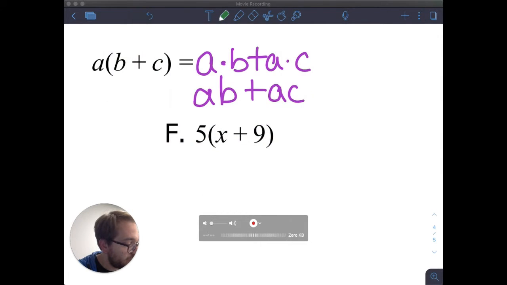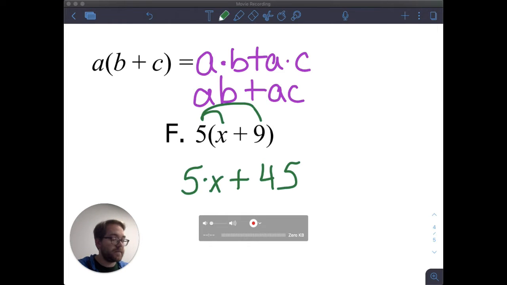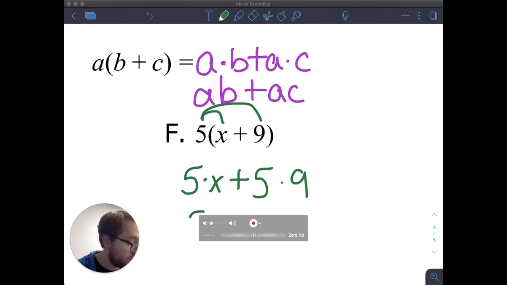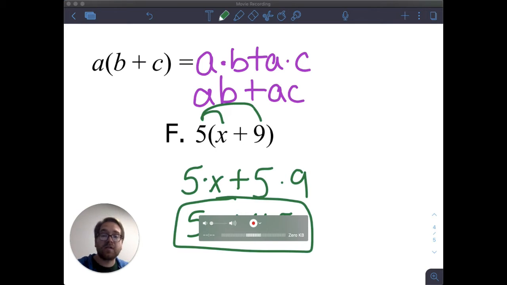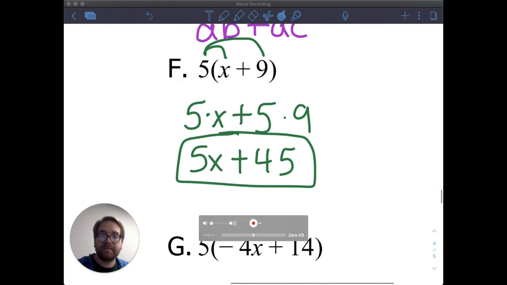So if I have 5 here, I'm going to take 5 times x, and 5 times 9. Oops, let me go back and explain that. 5 times 9, a little more consistency there. And then 5 times x is just 5x, and 5 times 9 is 45. And then that's my final answer. And remember, those aren't like terms, so I can't combine them.